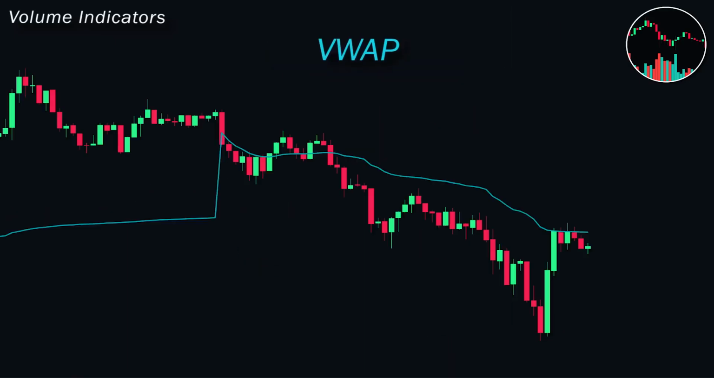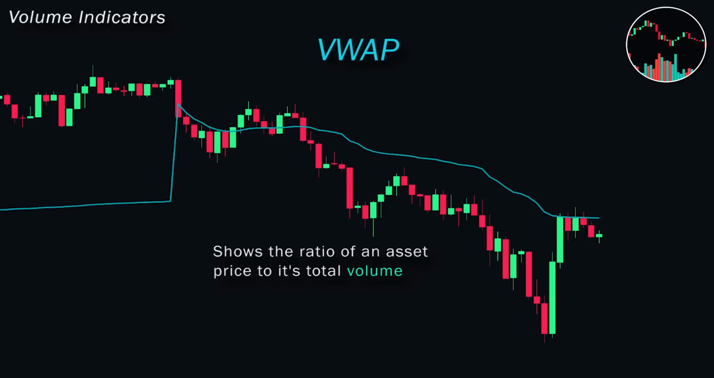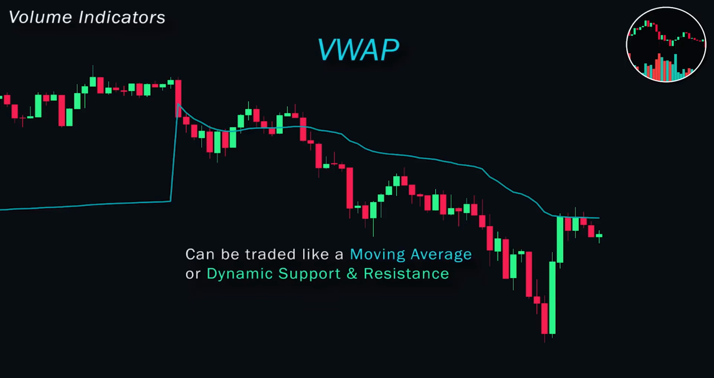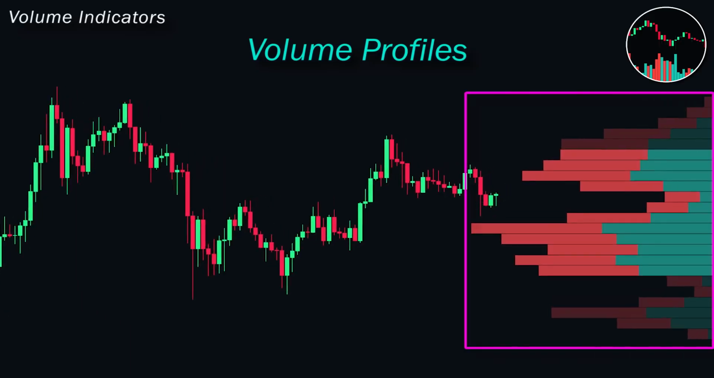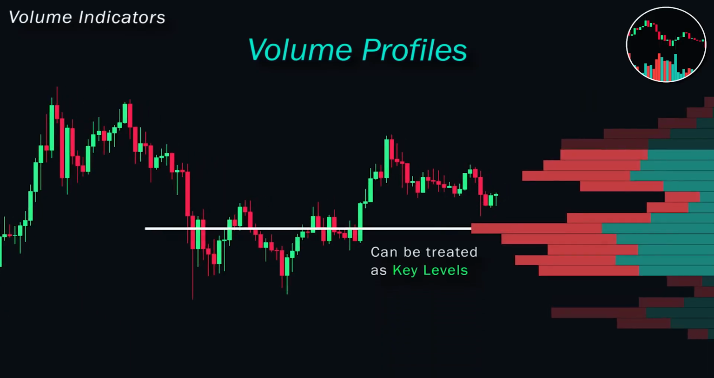Volume weighted average price, which shows the ratio of an asset's price to its total volume. It can be traded like a moving average or as a dynamic support and resistance. Volume profiles. It displays a volume bar horizontally, which can be treated as key levels for potential entry positions.